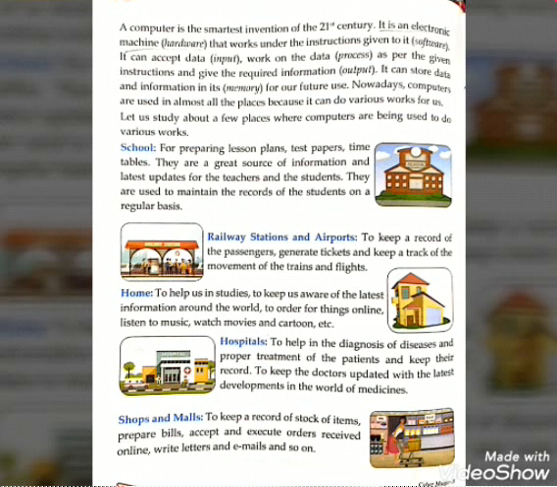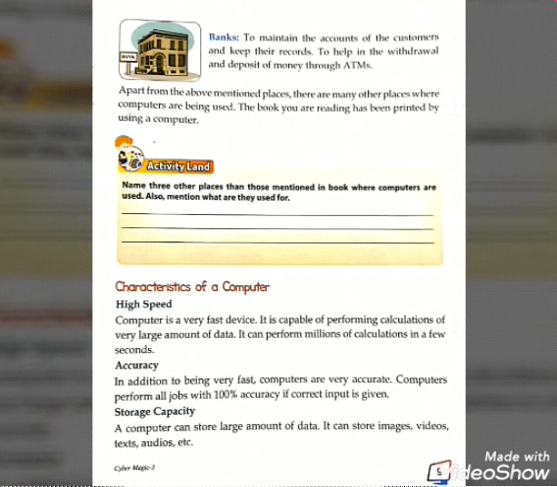My dear students, I hope you all are understanding once again in your revision. Now come to the next page, page number 9. Bank. I know most of you have visited a bank. There computers are being used to maintain the accounts of the customers and to keep their records, to help in the withdrawal and deposit of money through ATM.